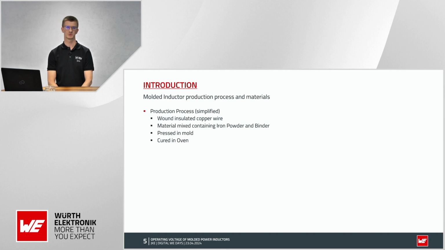Then next up, I want to talk more about the production processes. There's a big difference in the production process between discrete components, so the ferrite inductors, and these molded inductors here. So here you can see a very simplified flow of the production process that we are taking for the molded power inductors. So very basic, we start with a wound copper wire.